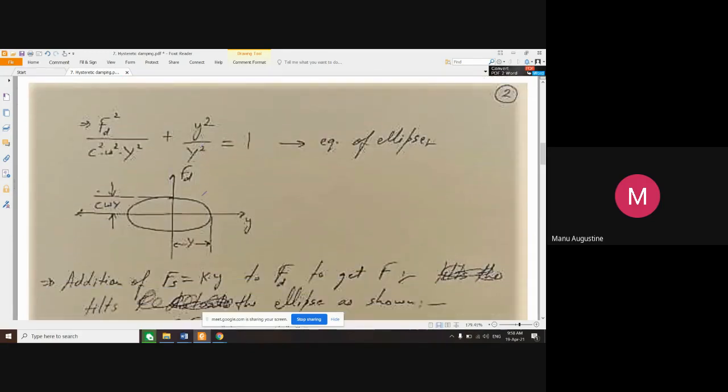Now this particular page of the PDF file is maybe a little bit blurred, so I will do one thing. This is a good thing that we are recording this video, so I will write it here so that it would not matter whether the page is blurred or not. So eventually what we are having is, let me write it down and then I will show you. This is Fd square upon C square omega square Y square plus small y square upon capital Y square equal to 1.